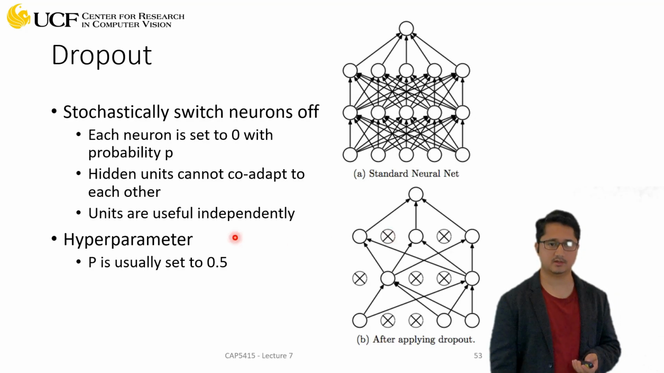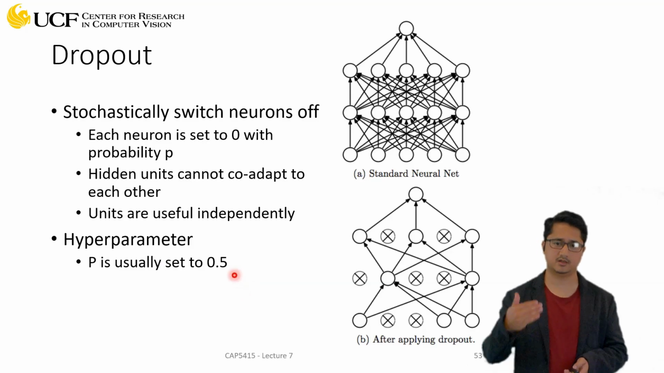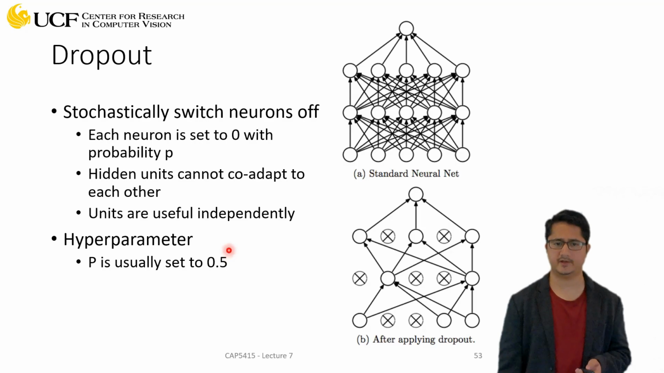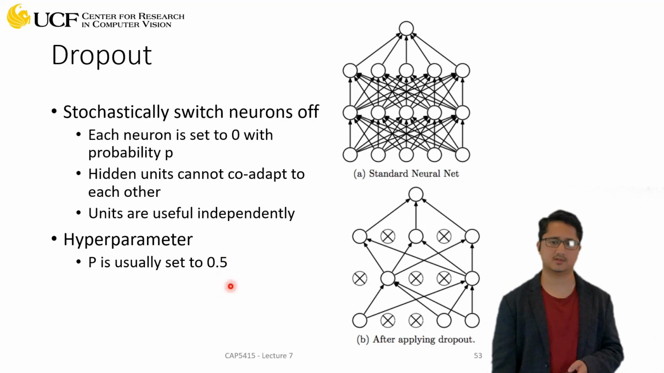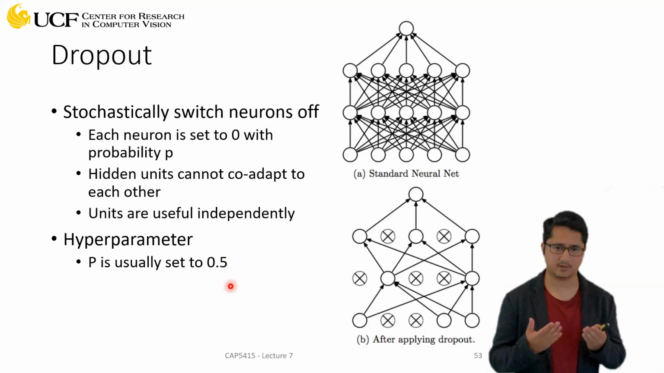So these units are useful independently, and ideally you set this to 0.5, which means that you turn off 50% of the neurons. Sometimes this is too high, so sometimes you do 5% or 10%. That again depends upon what kind of architecture you have and what kind of data you have.